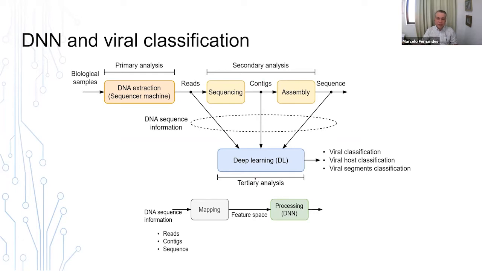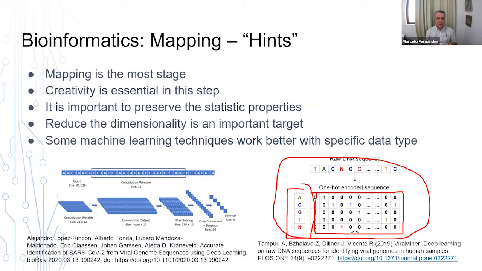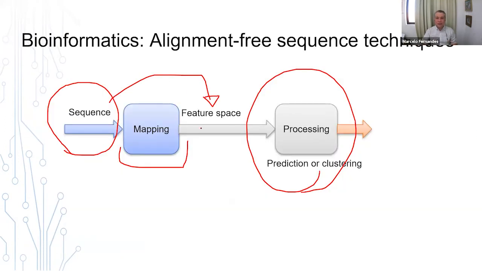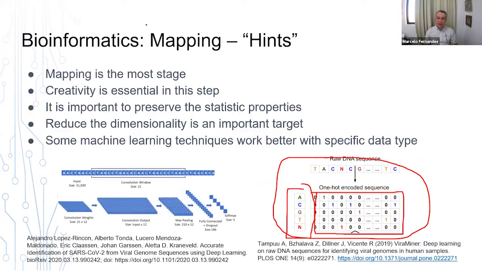You can use reads with deep learning. You can also use what people call contigs, and you can use the whole sequence. Most works in the literature have used the whole sequence with deep learning, but there are some papers where people have used reads and contigs. Deep learning is an alignment free approach.